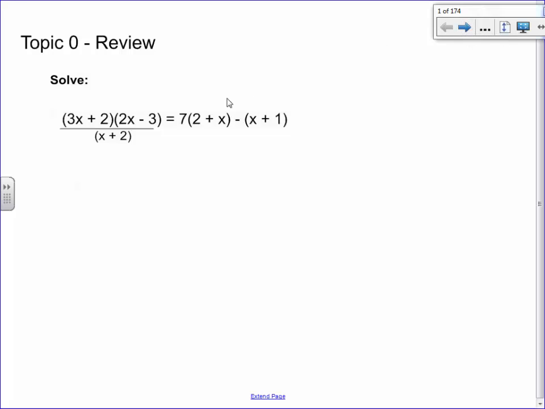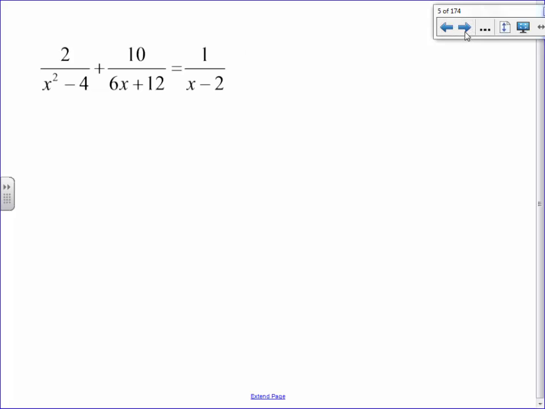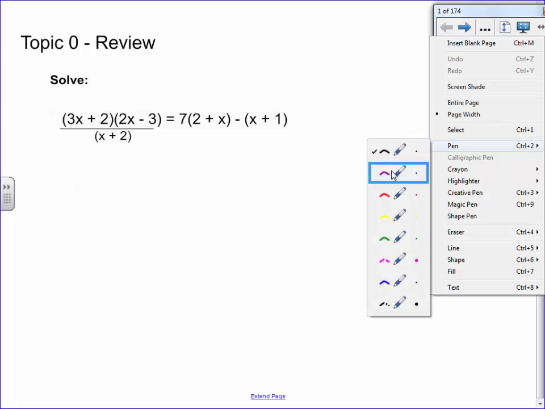So I want to do some examples with solving fractions. This one's just a basic FOIL it to death kind of question. How to deal with a square root. How to deal with a system of equations. And then another fraction one. So let's give this one a try. Any thoughts on how to start?